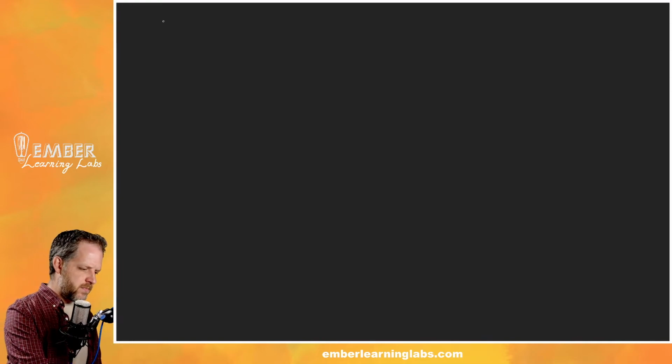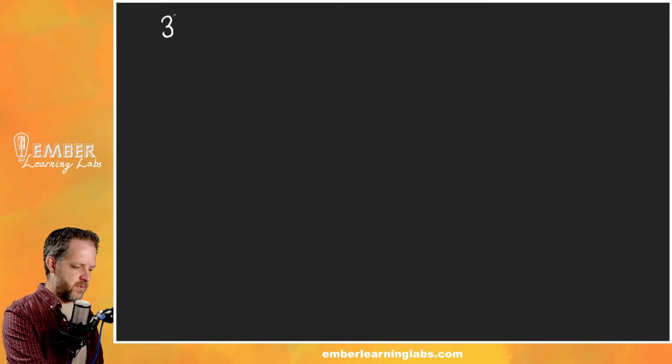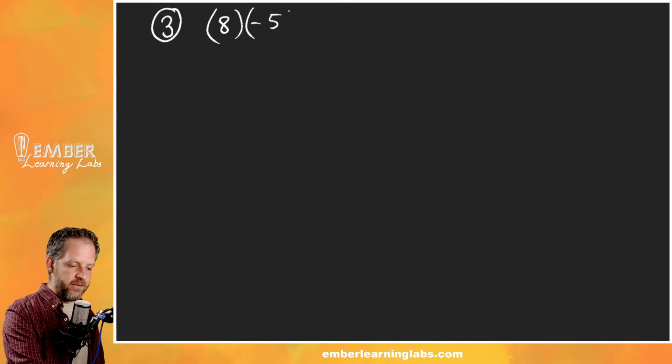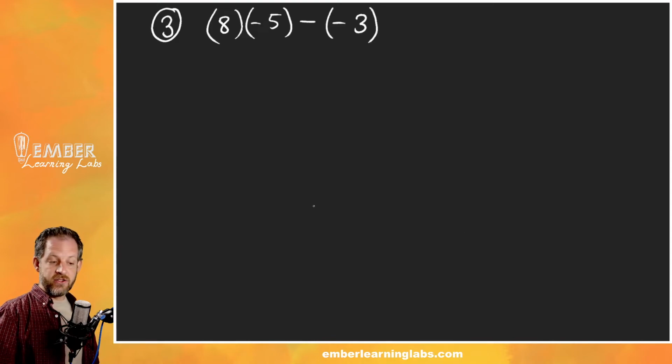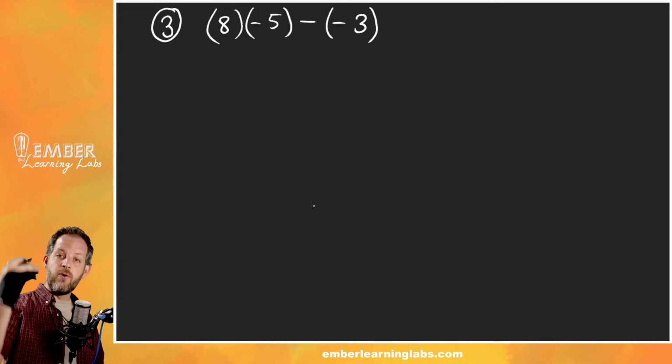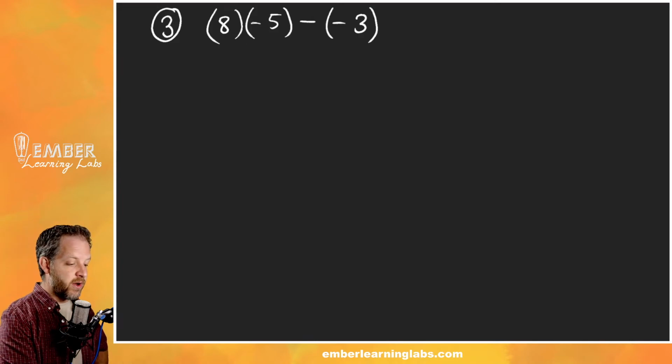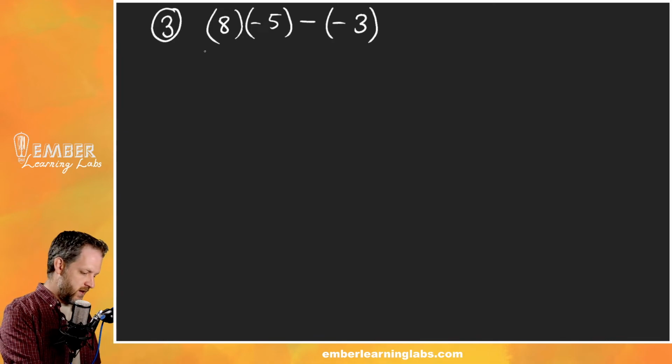Okay, this is going to be example 3. For this one, let's do 8 times -5 minus -3. Okay, there's a lot of things going on here, so we've got to do multiplication and division before we do addition and subtraction. So we're going to do this multiplication and division next, right? We're going to do this guy next.